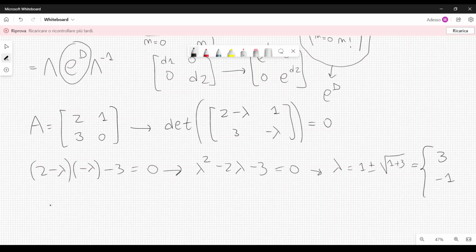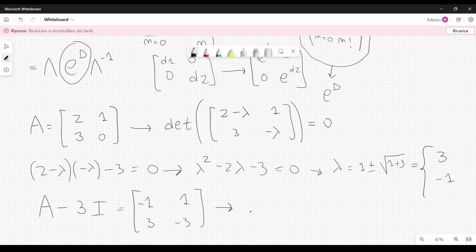So let's calculate the space for the so-called eigenvectors. So we want the eigenvector space. How do we find it? We have to consider the matrix A, and then we subtract lambda times the identity matrix. So let's choose 3 first. Here I'm going to replace lambda with 3. And therefore this is equal to minus 1, 1, 3, minus 3.